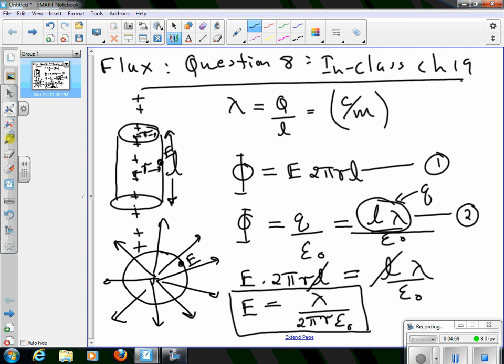So if you draw a graph of the magnitude of the electric field versus R, this is how it should look. It's a 1 over R function, 1 over X or 1 over R, a 1 over the variable function.